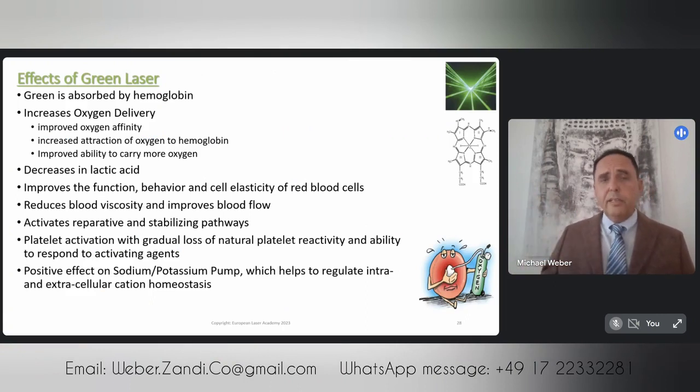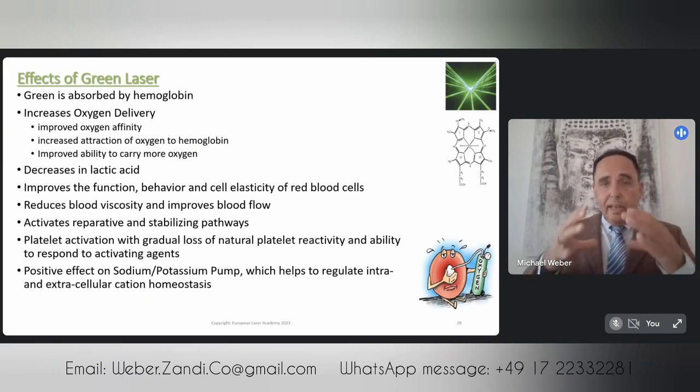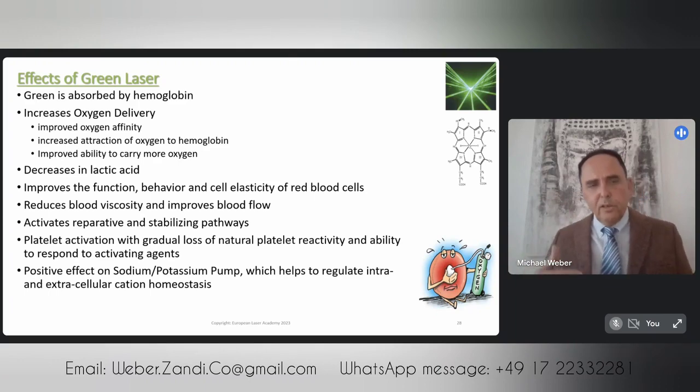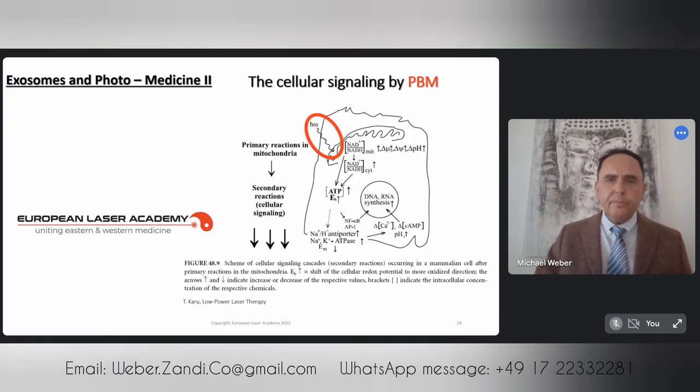On the other hand, green light irradiation intravenously decreases the acidity, decreases lactic acid. It enhances the elasticity of the red blood cells. So it has, let's say, an anti-clotting, anti-thrombotic effect, reduces the blood viscosity and improves the blood flow. It enhances the reactivity of the platelets. So there is, just to give you an example about the different colors.